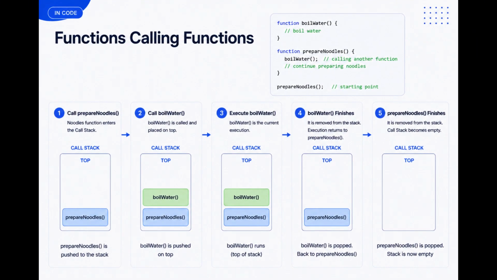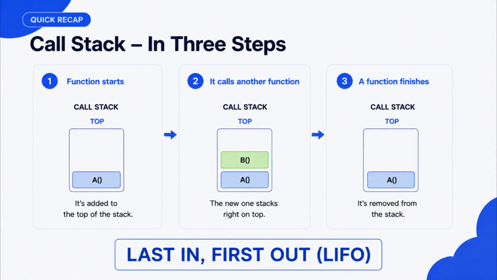When we call a function that prepares noodles and inside it we call another function to boil water, JavaScript first starts executing the noodles function, so it enters the call stack. Then since that function calls the water boiling function, that one gets placed right on top of it on the stack and becomes the current execution. JavaScript executes the boil water function first. Once it finishes, it is removed from the stack. Then JavaScript goes back to the noodles function and continues from where it left off. Finally, once that also finishes, it is removed and the call stack becomes empty. So that's the basic idea behind the call stack.